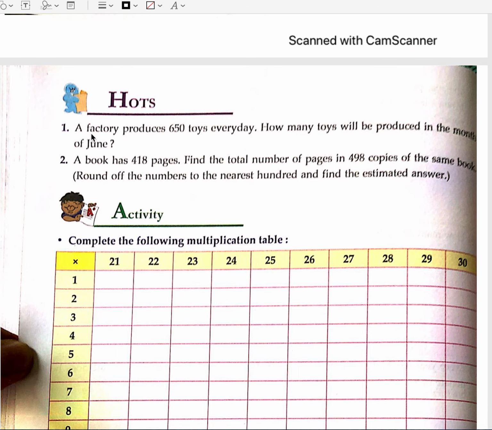So first is a factory produces 650 toys every day. How many toys will be produced in the month of June? Now first we need to calculate how many days are in the month of June. We know that June has 30 days. That means we need to do 650 into 30 equal to 19,500. So the factory produces 19,500 toys.